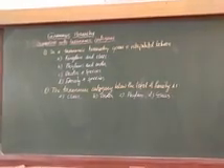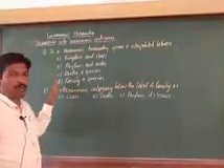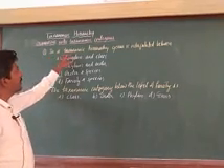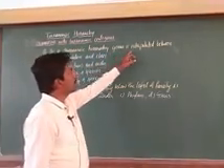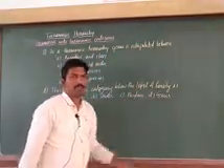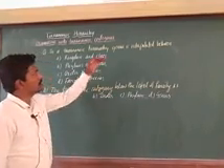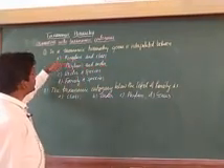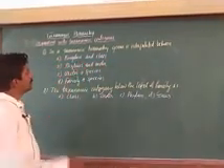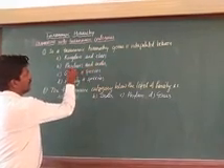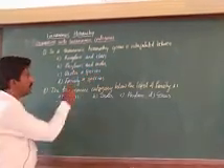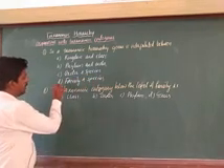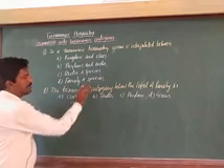Okay students, see here, I have chosen two questions. In the first question, in a taxonomic hierarchy, genus is interpolated between which taxa? The options are: A, kingdom and class; B, phylum and order; C, order and species; and D, family and species.